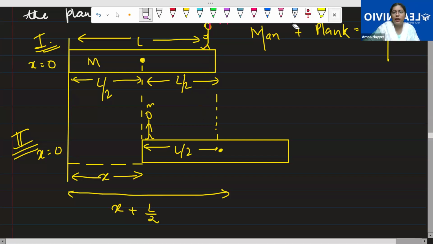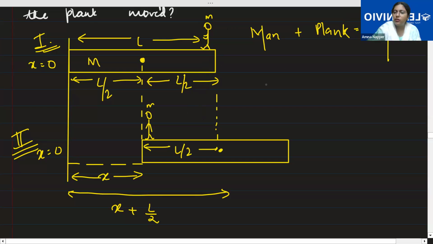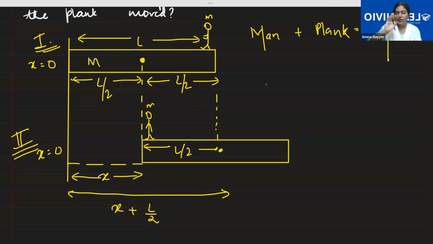Okay. Now what we have to do? We will calculate the center of mass in both the cases. And according to conservation of center of mass, it will be the same. We'll go bit by bit. Let's see the first part. First part, when he is at the periphery.